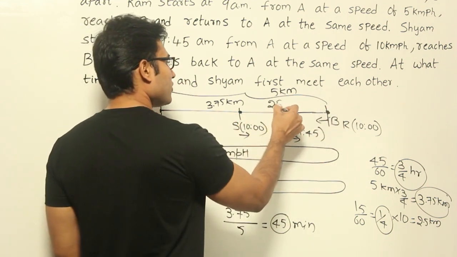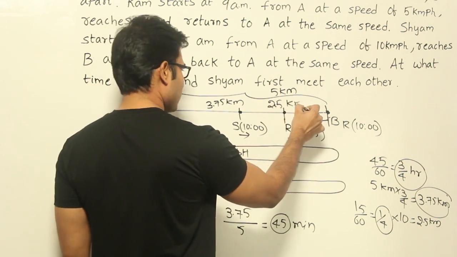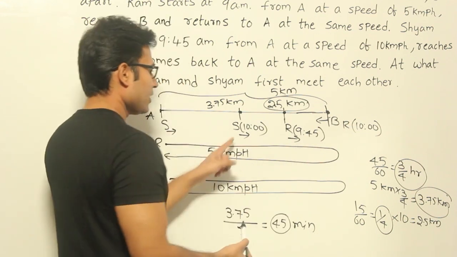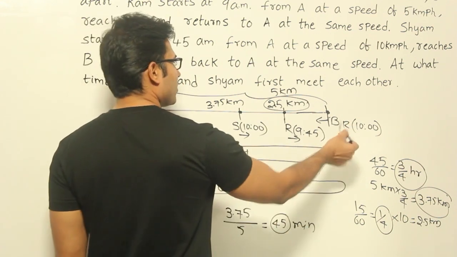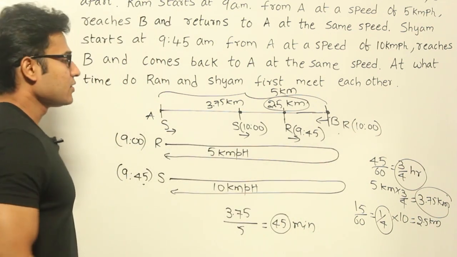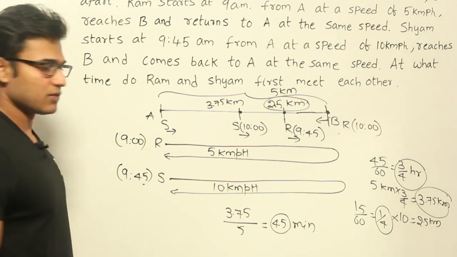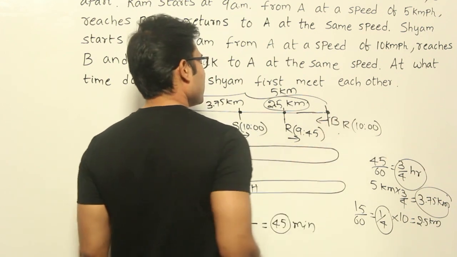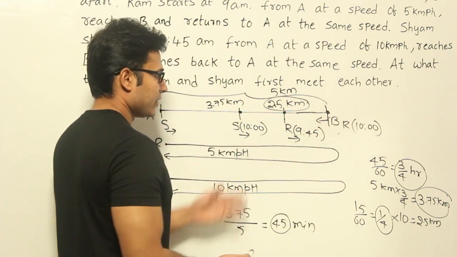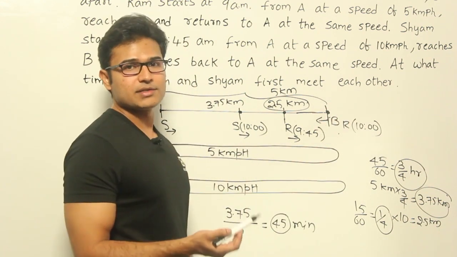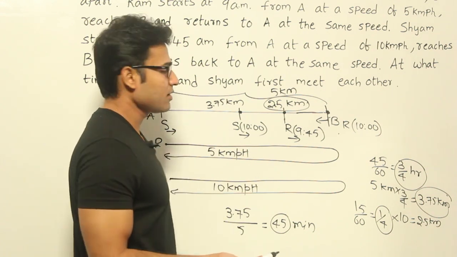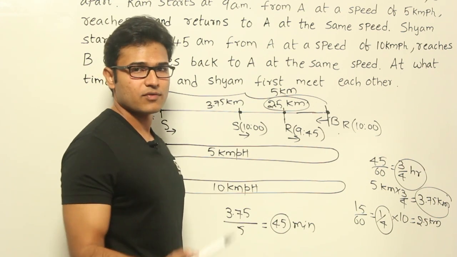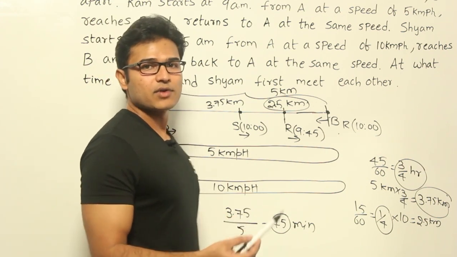So how to solve it now? They are separated by a distance of 2.5 kilometers and they are moving in opposite directions at speeds of 10 kilometers per hour and 5 kilometers per hour, right? So now we can use the relative speed concept. According to that concept, since both are moving in opposite directions, the relative speed will be 10 plus 5, which is 15 kilometers per hour, and the distance they have to cover is 2.5 kilometers.